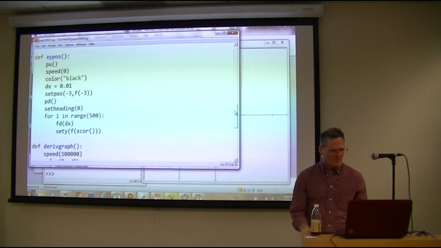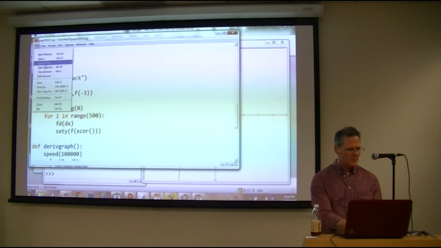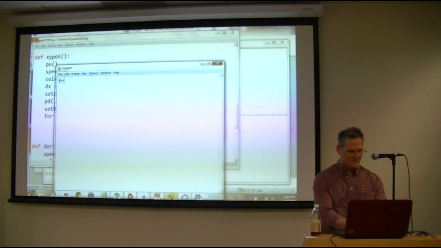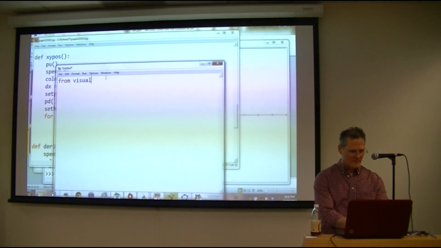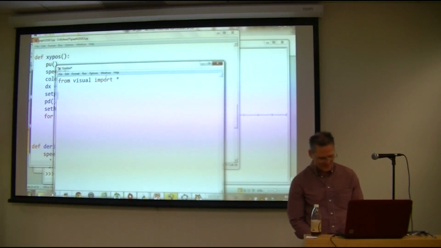So at first I just thought of a projectile problem, just a simple one. And no better way to start a program. Visual, visual.